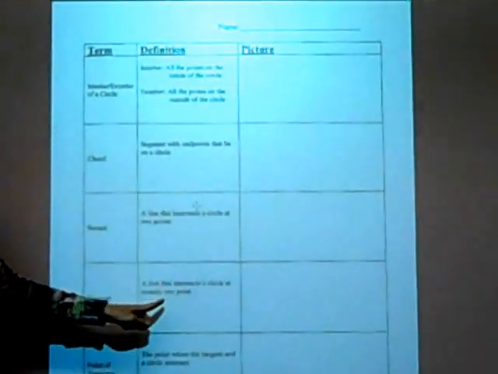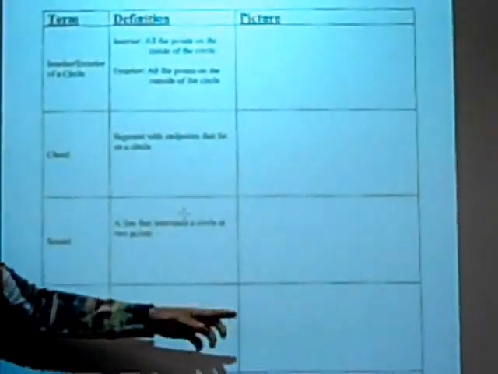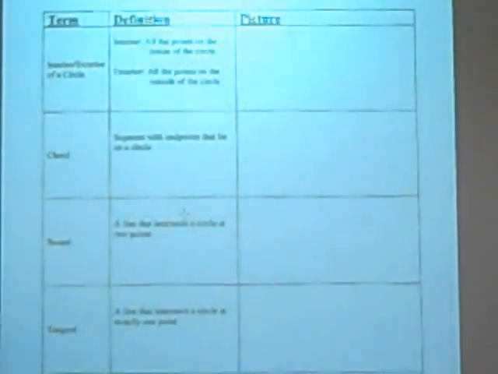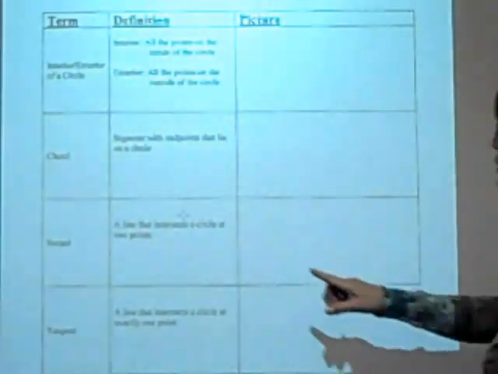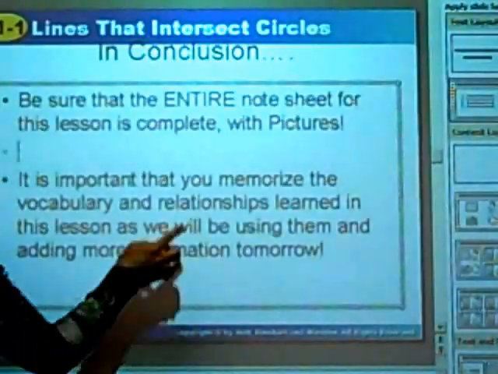It's 2 pages, and all of these terms with their definitions are on it, and we're going to be drawing pictures so you get a good idea of what they are. So it should look like this: term, definition, and picture. And here's your second page. So make sure you have that in front of you before you continue on.